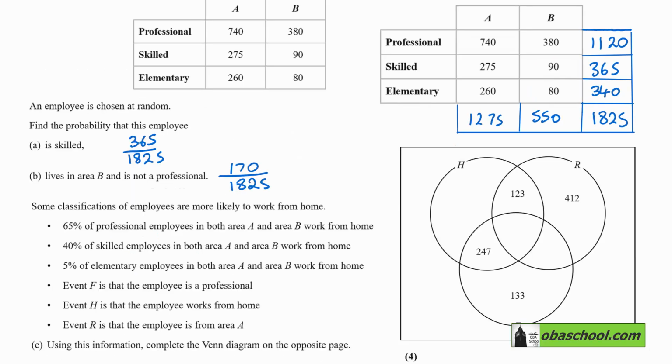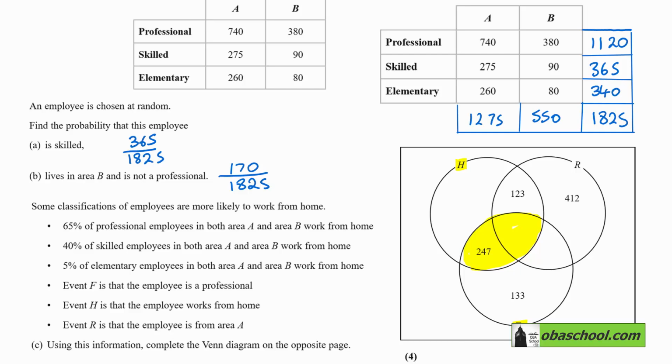Some classifications of employees are more likely to work from home. 65% of professional employees in both Area A and Area B work from home. So we can see home is here. And we're told that F is the professional employees. So 65% of the professionals work from home. They should be in this space just here.